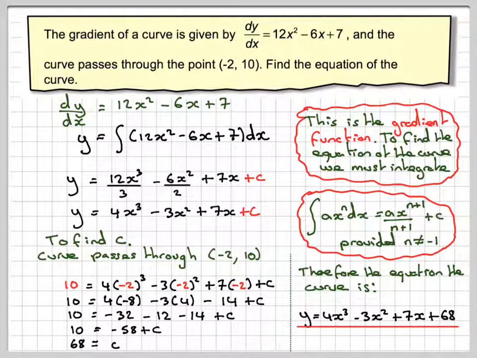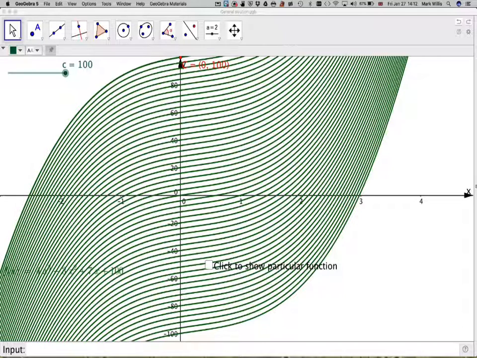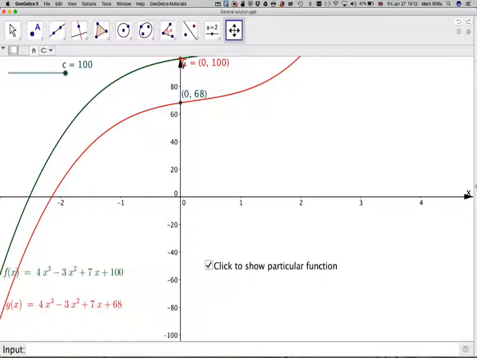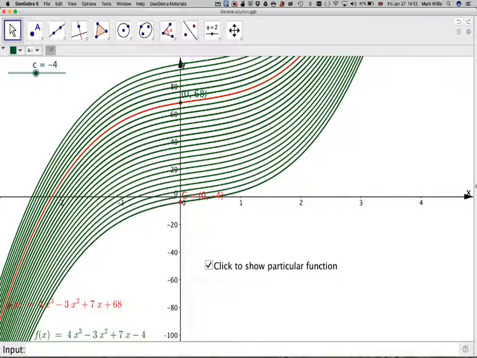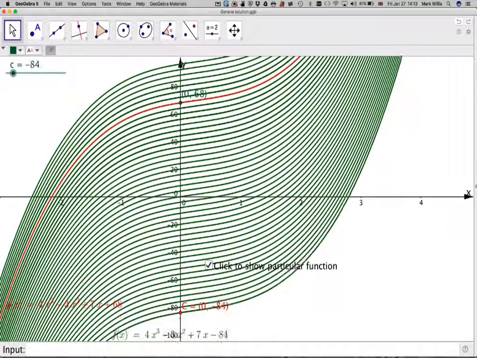So going back to the applet, if we click here, the particular function that we wanted, we can see the red one here. This is the curve 4x cubed minus 3x squared plus 7x plus 68. Okay, so this is the particular solution that we actually wanted. If I just shake this, then we can see that the red one is the particular solution, and the green ones are what's known as the family of curves. These are the general solutions. There's an infinite number of them.